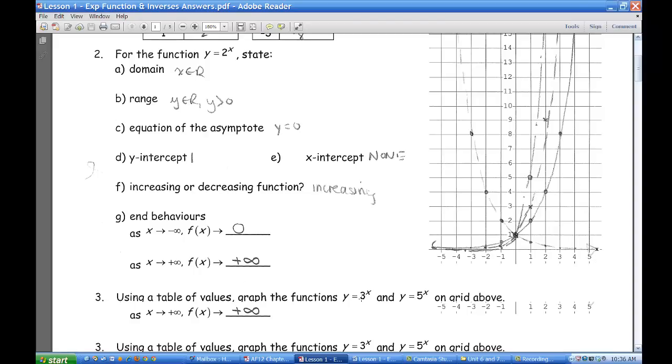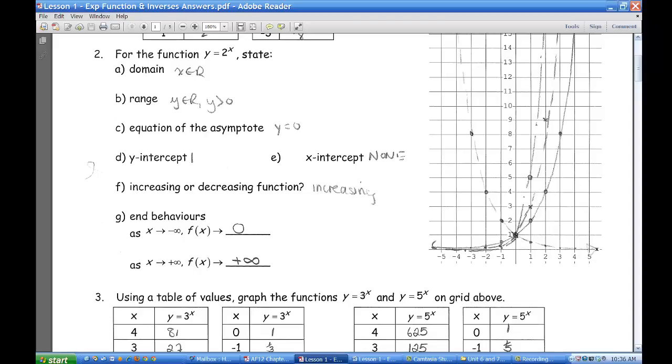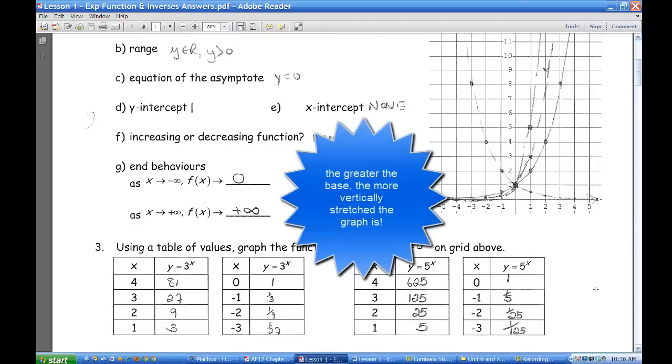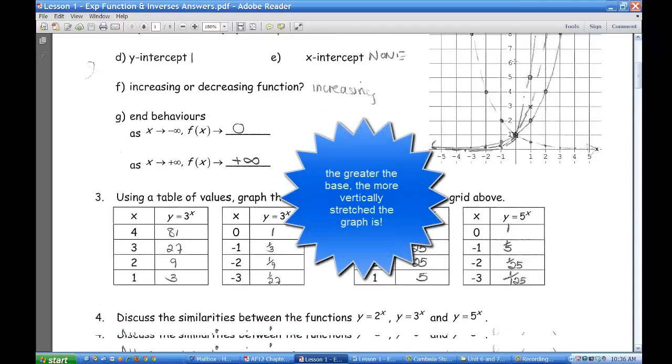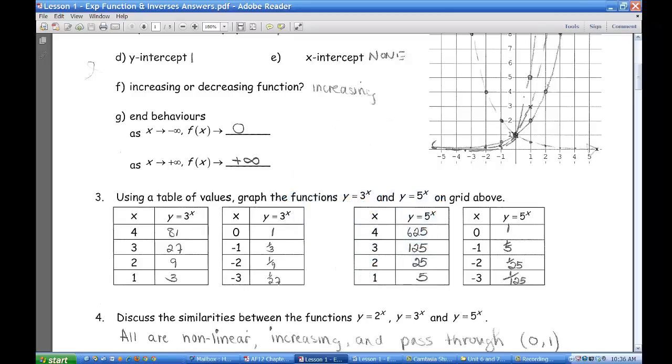Okay, what happens if we change the base? So our base becomes now 3, and here our base becomes 5. So this is what came out. If we compare these three functions, even though they have different widths, the main characteristics are still the same. They still pass through 1. All three of them are non-linear, and they are all increasing. They go from negative to positive, from left to right.